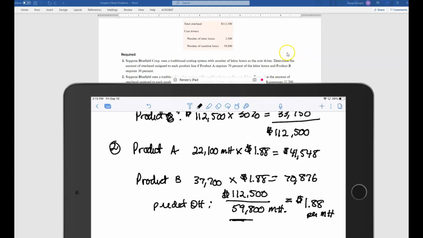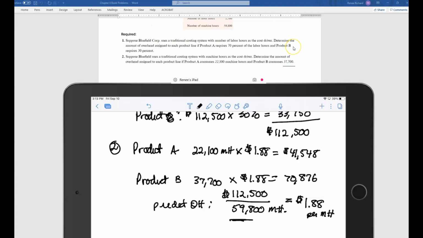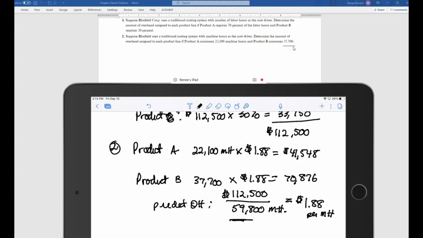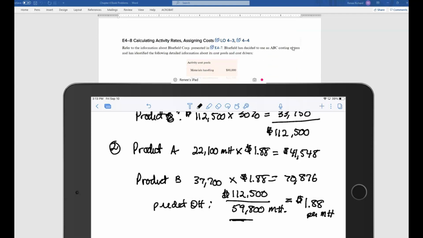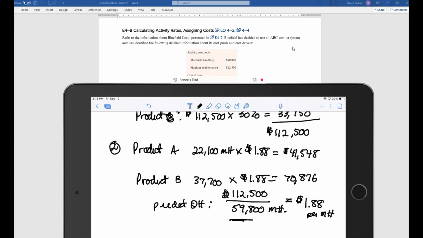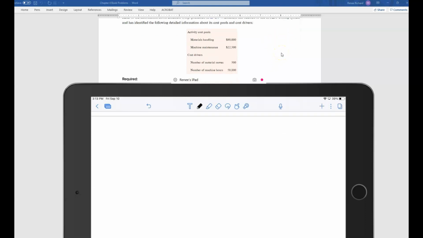So that's standard. That's what we've been doing. Calculate the predetermined overhead rate and apply it, either one way or another, either as a percentage or per hour, per cost driver unit, whatever that unit may be. So now we're going to look at the same information for the same company that we just did, and we're going to do it as ABC costing.